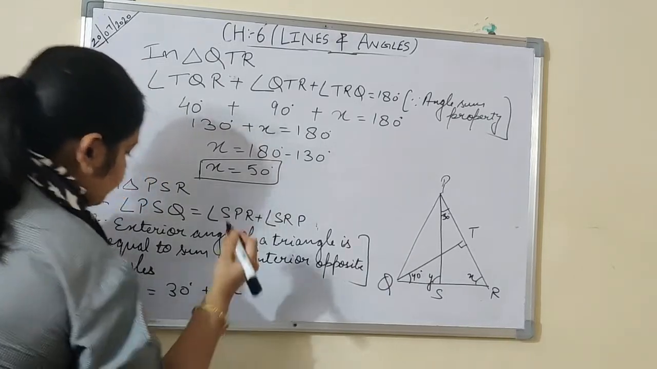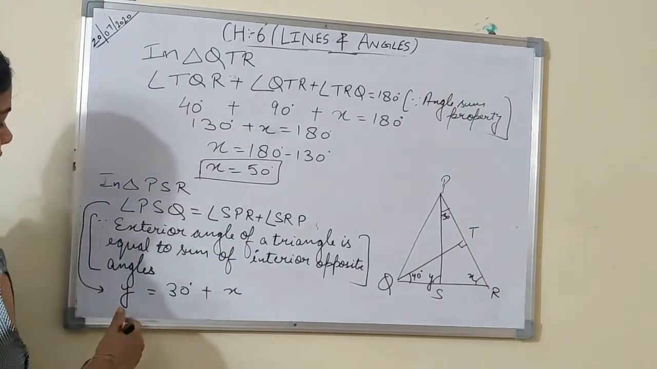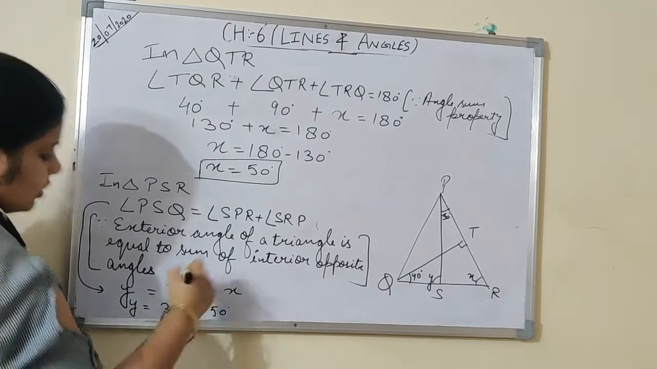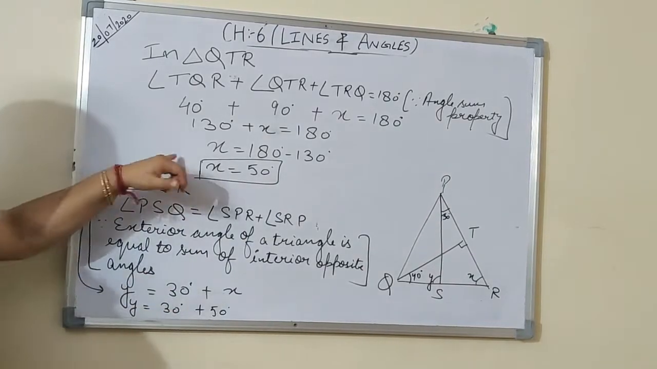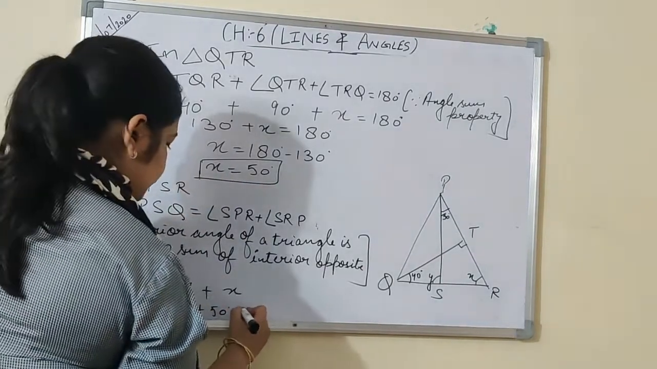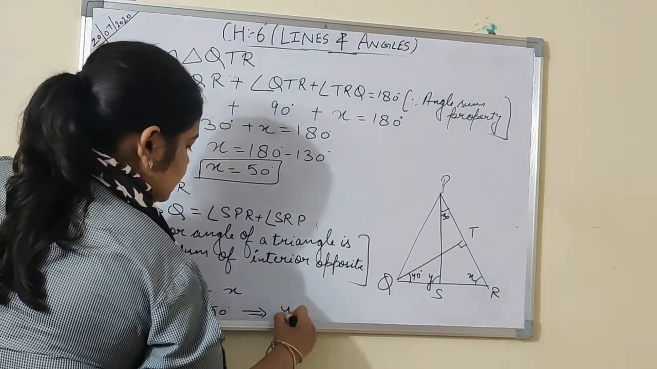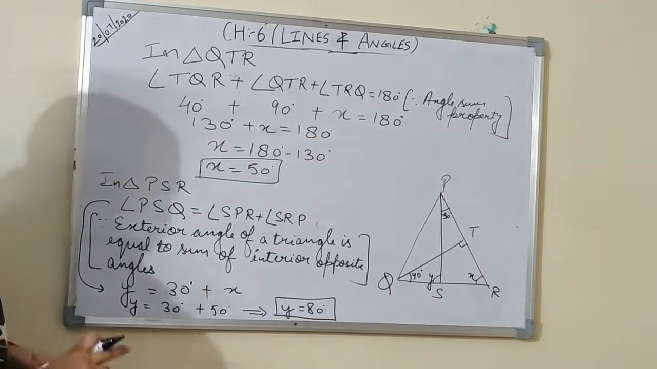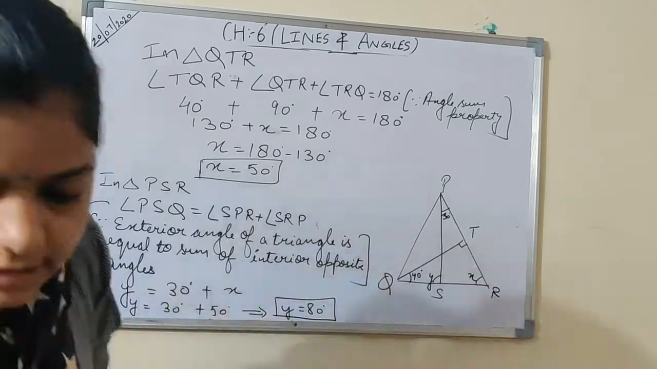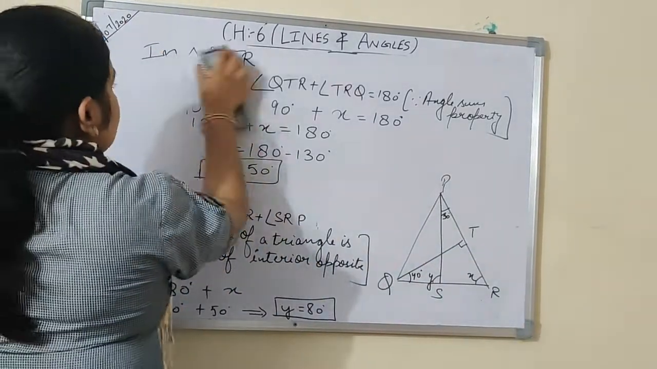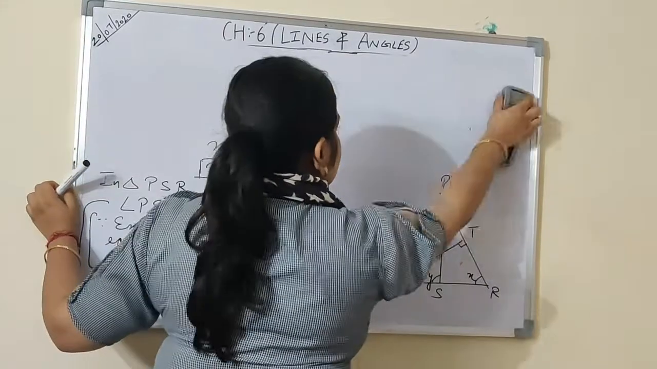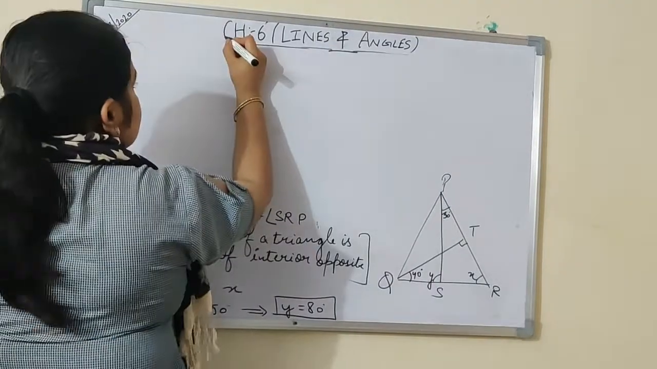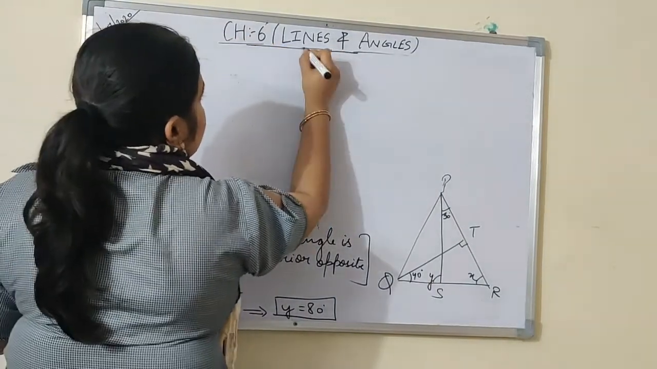I will write it in the next step. I have written it as X only. Then in the next step, I have written 50 degree in place of X as we have found here. So this implies that Y is equal to 80 degree. I think till here it is clear to you. Students, you can write it side by side. After this, we will be doing one more example.